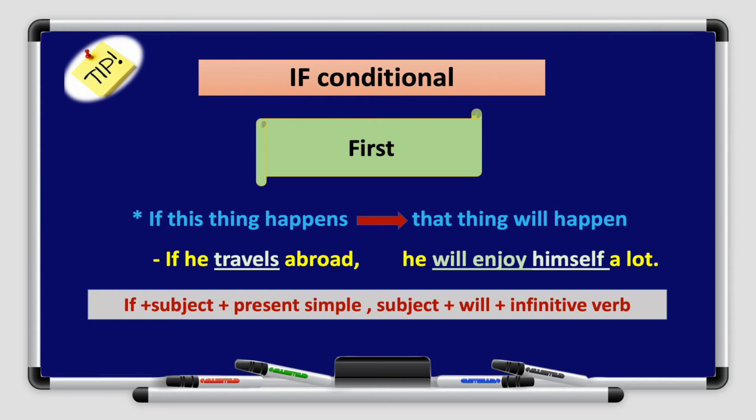If he travels abroad, he will enjoy himself a lot. As you can notice, here we started with if, followed by the subject he, followed by the present simple travels. And the second part started with the subject he, followed by will, and the infinitive form of the verb enjoy.